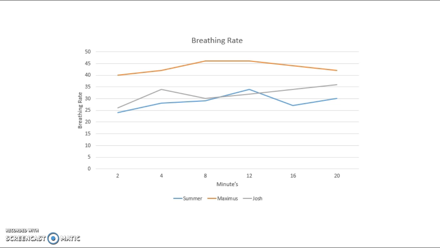We can see here with Summer's results that the slow increase happens at the start like it usually would, but instead of plateauing after 8 minutes, there's a more sudden increase in her breathing rate by 5 in 4 minutes, and then from 12 to 16 minutes it drops again by 7 and then increases again in the last 4 minutes by 3. So from this we see that Summer's breathing rate never plateaus, which isn't what normally happens and could have been caused due to her not going at a steady pace and going quicker and then slower at different times.